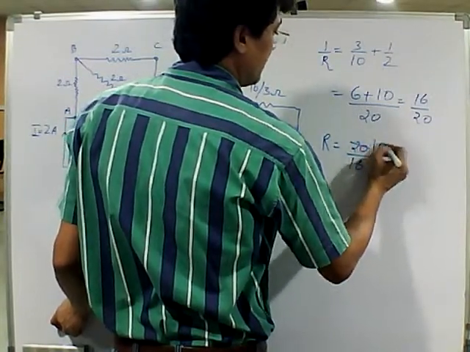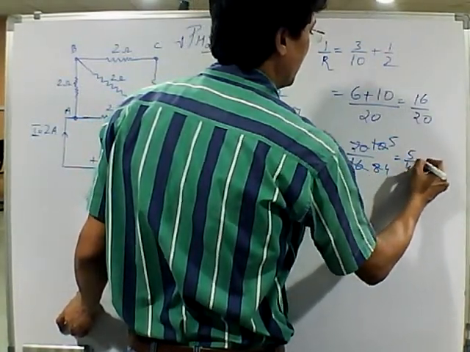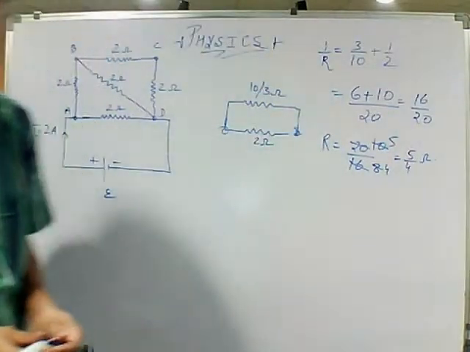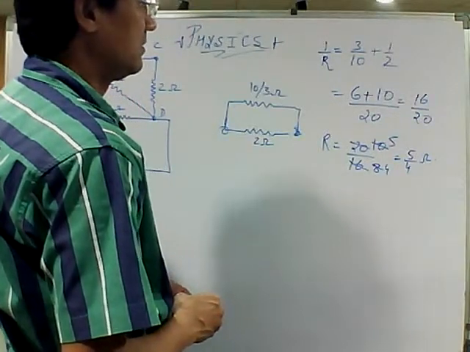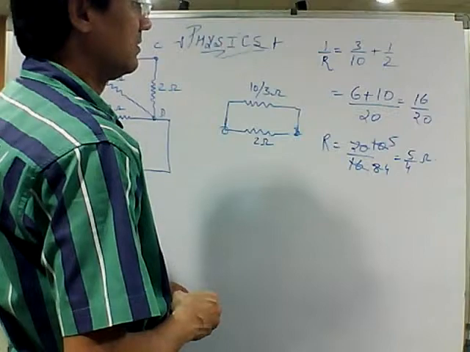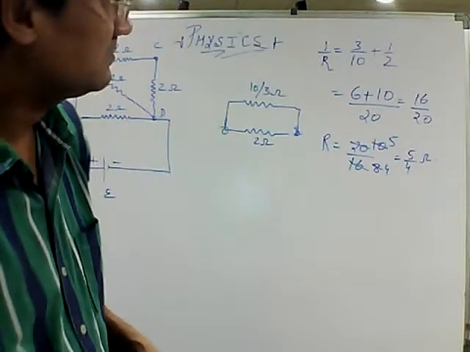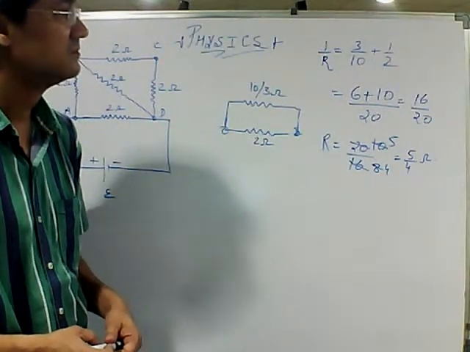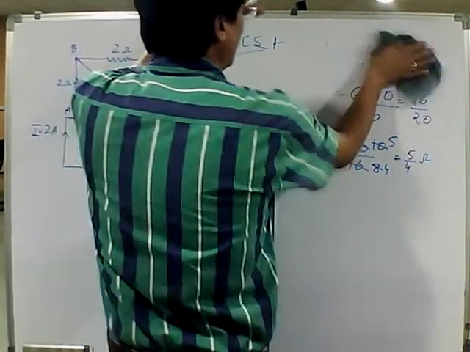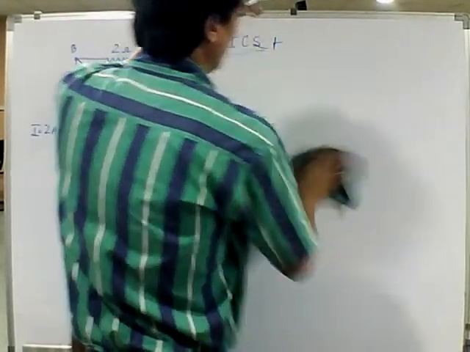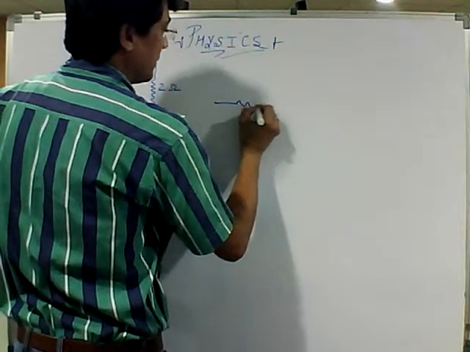Perfect, beta. You were right. 2 10s are 20, 2 8s are 16. I think it's 5 by 4. Is it okay now? Or still some mistake? Now is it okay? Okay, chalo. So we got the final R equivalent for this network to be 5 by 4 ohm. Now this whole network finally results into this part.